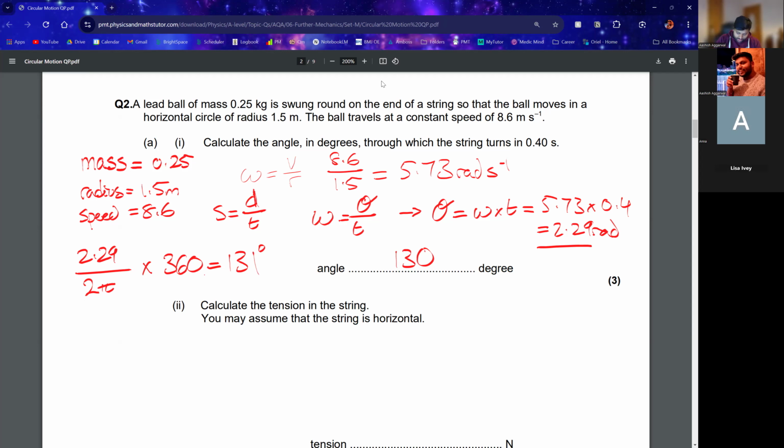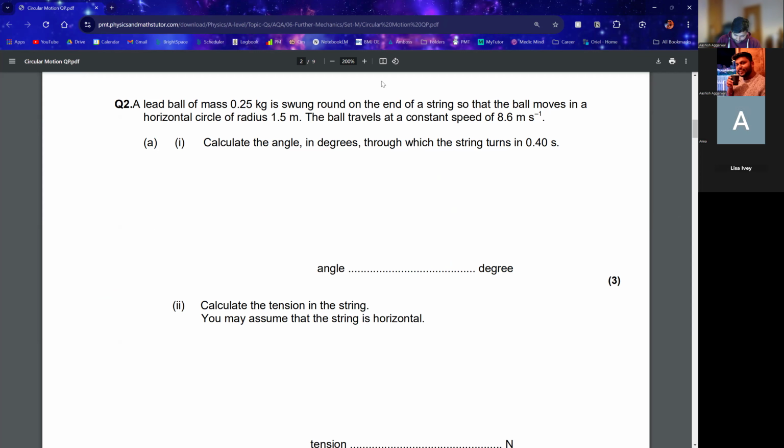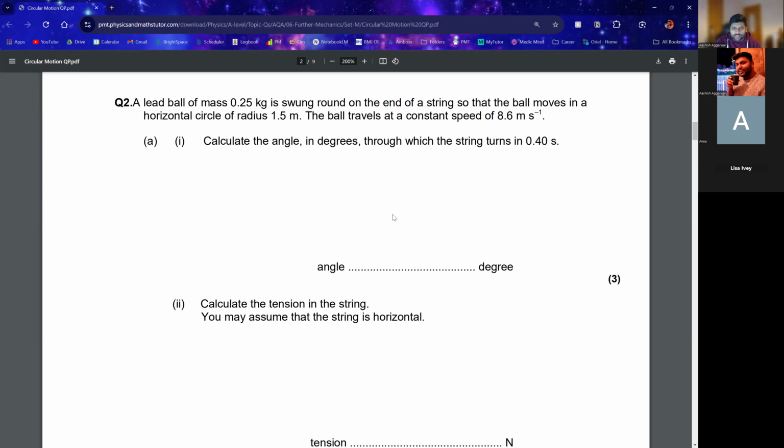So the marks, just for completion, are: the first mark for the first line of reasoning, the second mark for the second line of reasoning, and the third mark for the final answer. So not too bad. Okay, that's basically how we're using the equation.